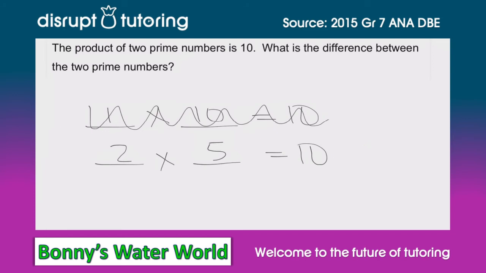Now, we're not done with the question. The question asks specifically, what is the difference between the two numbers? So like I said, we're going to take the bigger number and we're going to subtract the smaller number from it. So we're going to say 5 minus 2 is equal to 3. And that gives us our difference, and that gives us the answer that the marker is looking for.